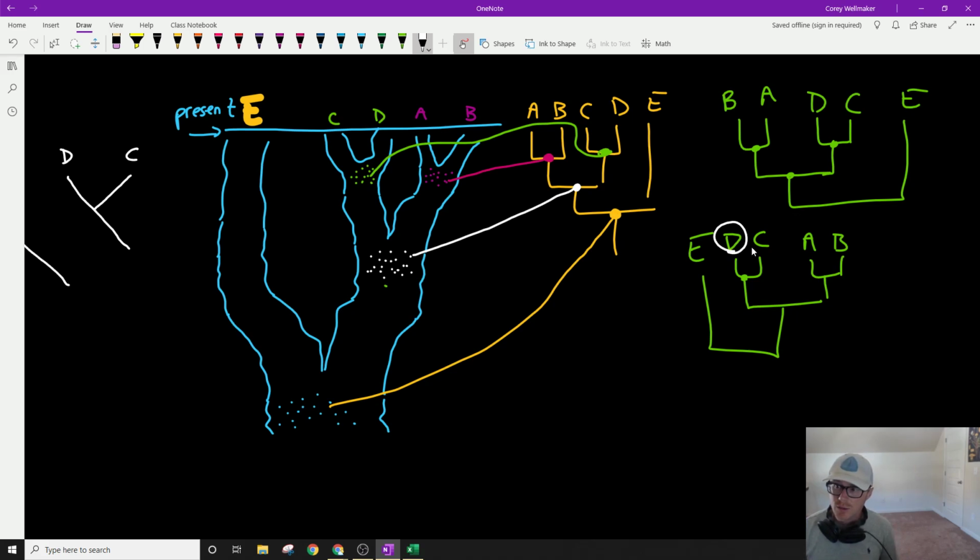D is more closely related to B because they share a more recent common ancestor, right? This is the common ancestor they share. They did not split as far back in time compared to when D split from E. If you want to find out where D split from the E lineage, you have to go further back in time. And so because of that, D is more closely related to B than it is to E.